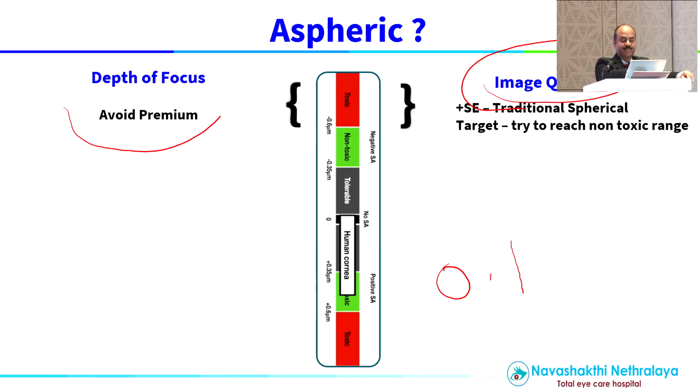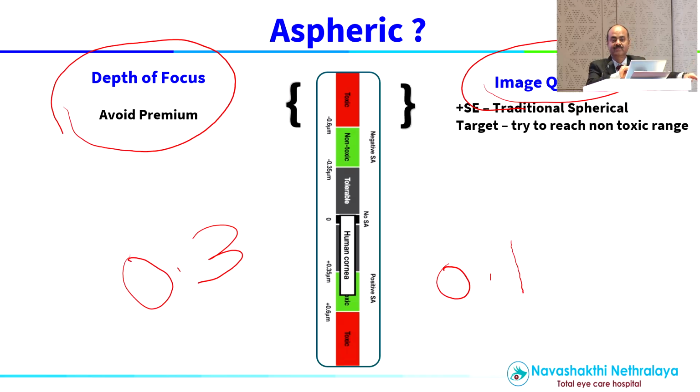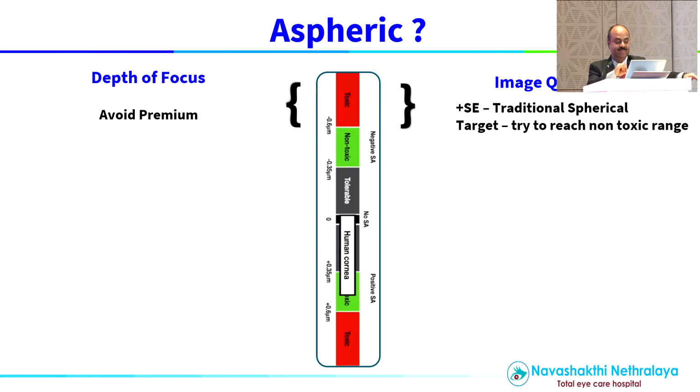Now, if it is depth of focus you are looking at, it's a poor patient who cannot afford a premium lens. Even with a monofocal, you can give some kind of depth to this patient. This is what all these enhanced monofocals are doing. So look at the final value of 0.3. So how do we calculate this?